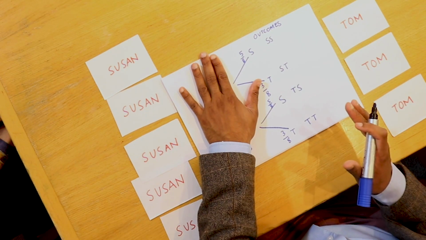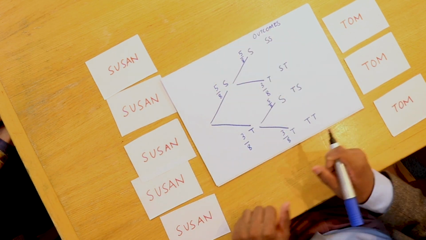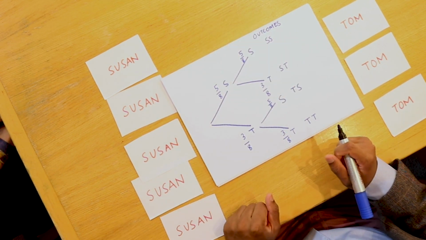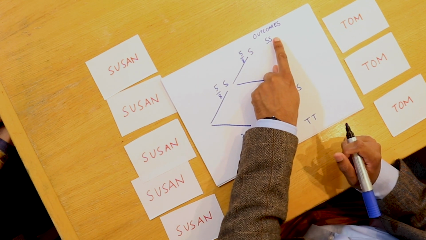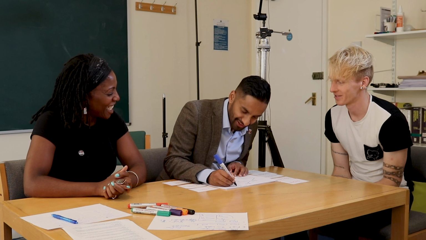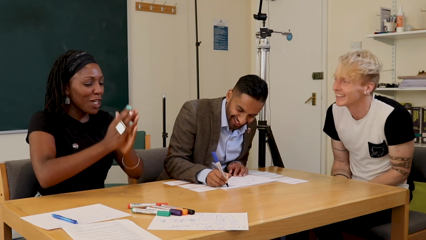So we've got 5 out of 8 for the first event, 5 out of 8 for the second event. Because they're both independent, what do we do to the probability when we're trying to work out the chance of getting 2 Susans? Multiply. We said that together.